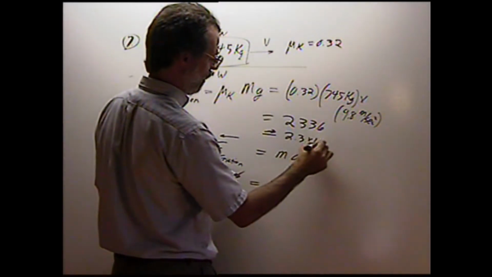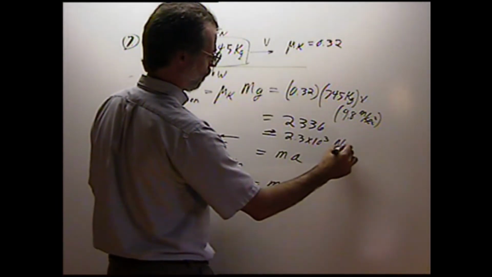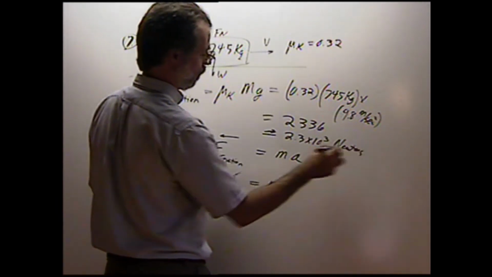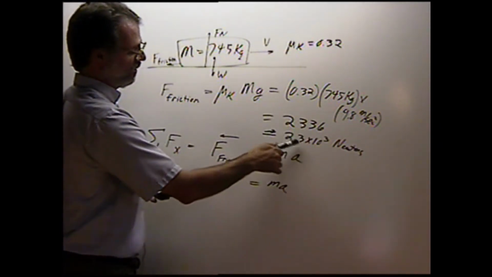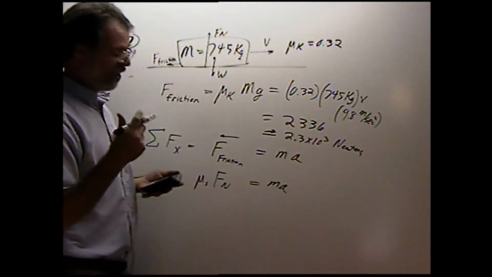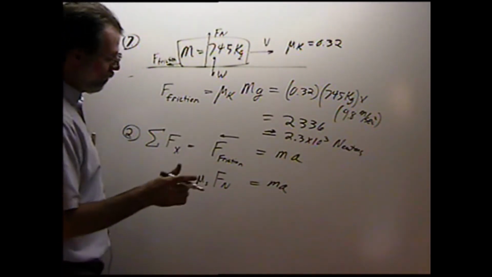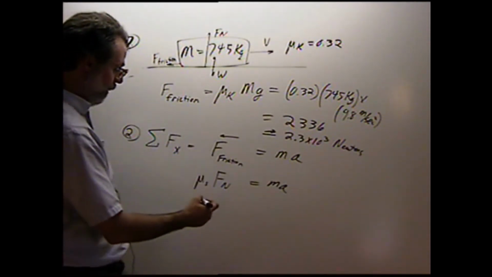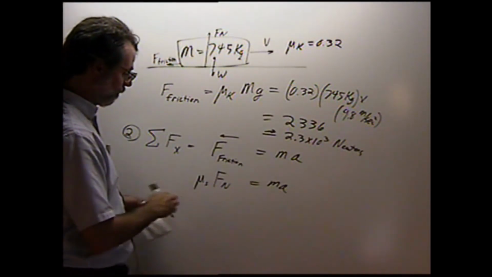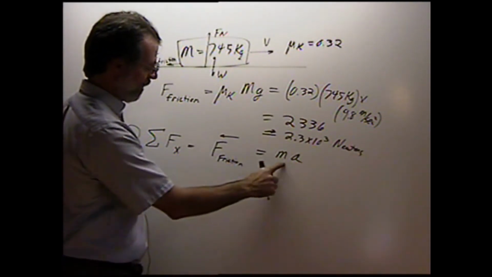2.3 times 10 to the third newtons. Notice I put it in scientific notation to make sure that I indicate that there's only two significant figures. Okay, that's what the problem said. Could we at this point calculate what the acceleration is? We could, because the acceleration is simply the friction force divided by the mass.